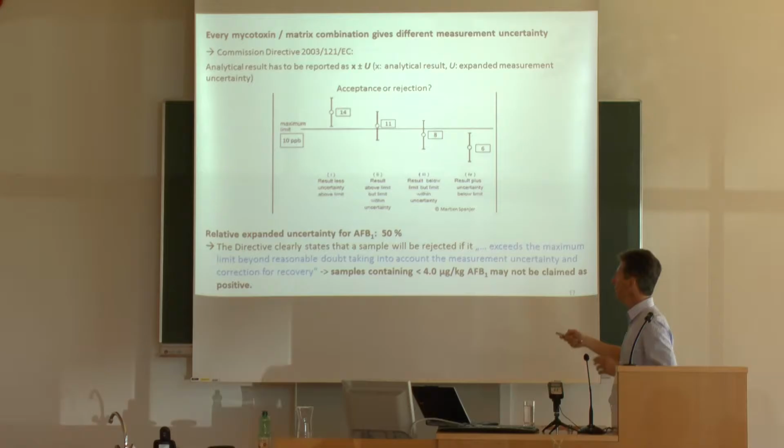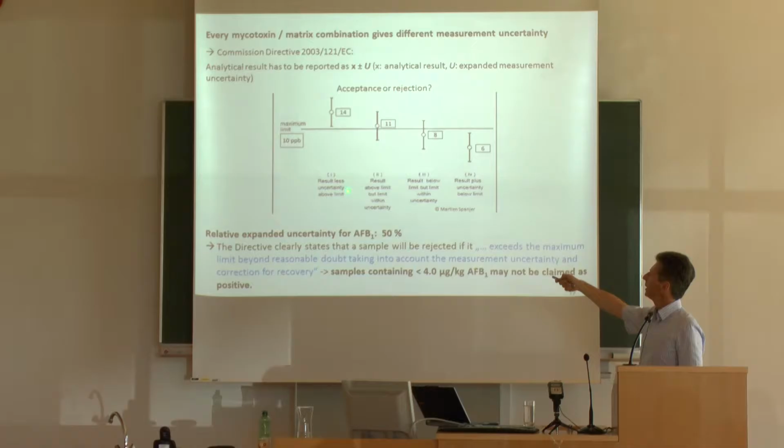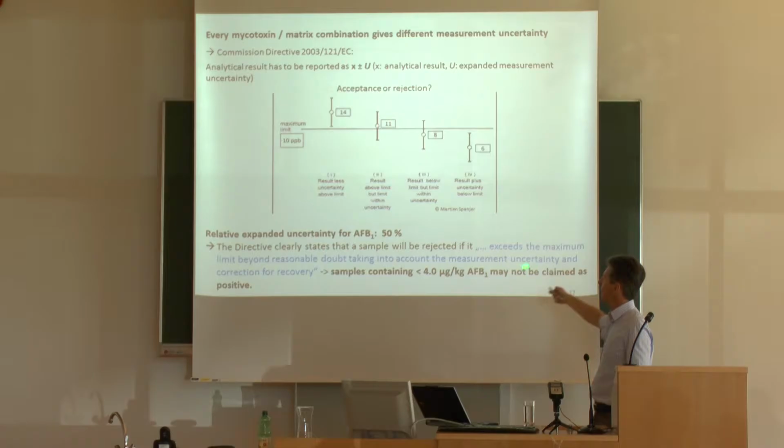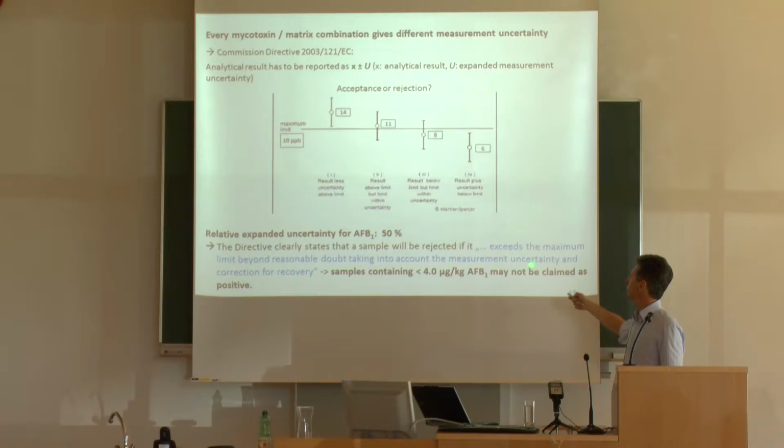And here, well, that's for 10 ppm, could also be these 4 ppm. So there is actually here a result which, less uncertainty, is above the limit. Result is above the limit, but the limit is within the uncertainty. And here we've got result plus uncertainty below the limit. And the directive clearly states that a sample will be rejected only if it exceeds the maximum limit beyond reasonable doubt, taking into account the measurement uncertainty and the correction of the recovery.